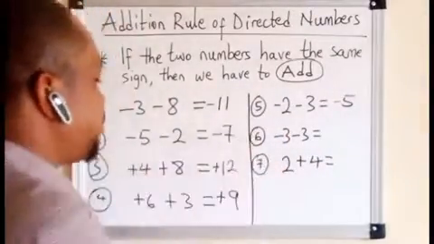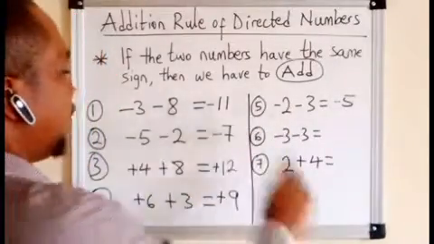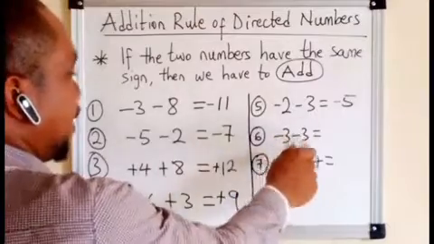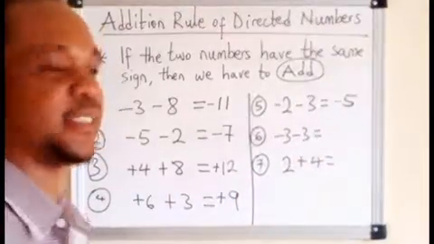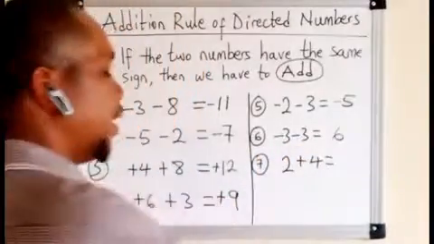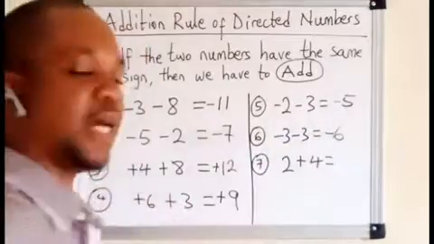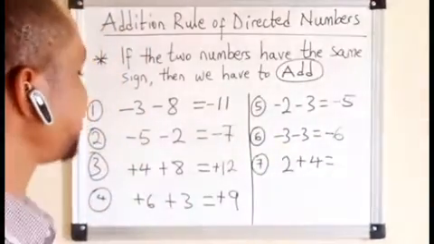Then number 6, we have minus 3, minus 3. 3 here has a minus sign. The other 3 also has a minus sign. They have the same sign. We are free to add them together. 3 plus 3 is 6. And then we can choose any of the signs. Any one can work. Add it here. Our answer becomes minus 6.